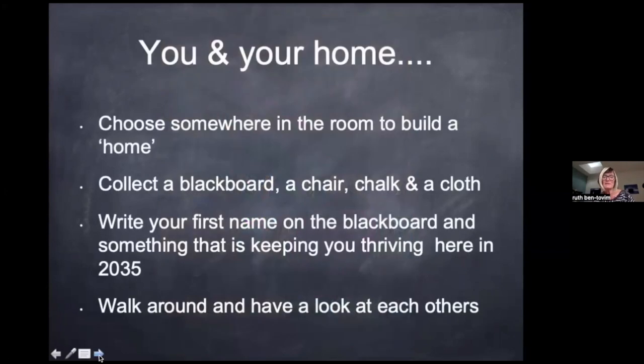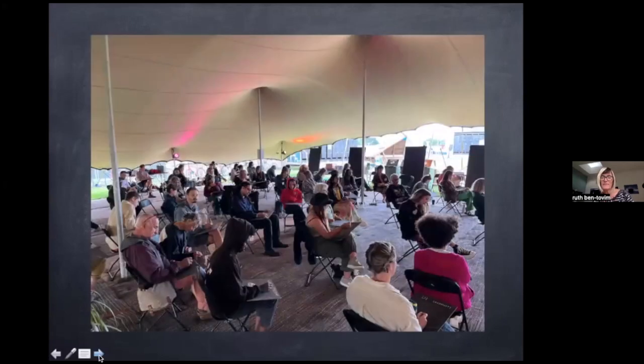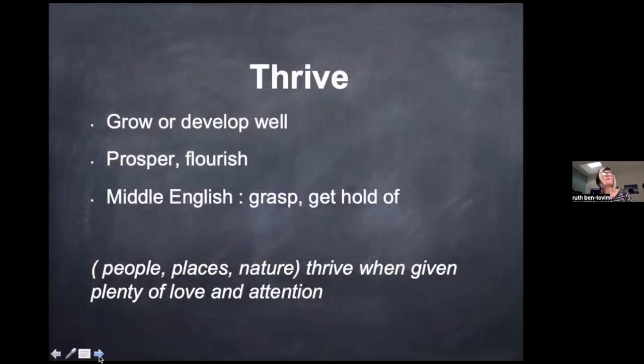The next step is that we invite people to find a place that they can call home in the room. They have a blackboard, a chair, some chalk. So this is the first dimension here, people finding a space in the room. And then we ask people, what is making you thrive here in 2035? People, places, nature thrive when given plenty of love and attention. Here you are in 2035. What is making you thrive?